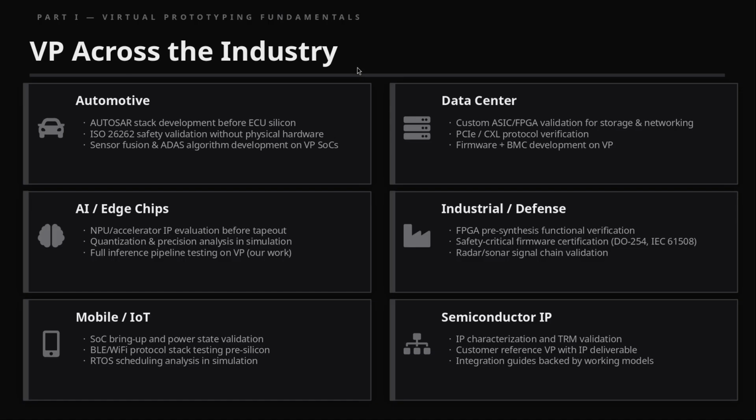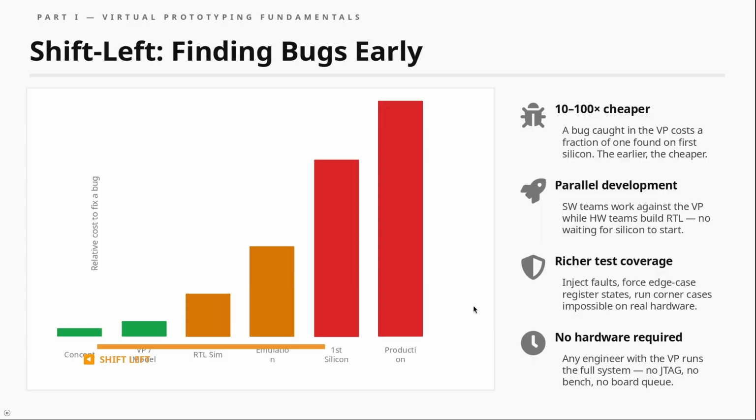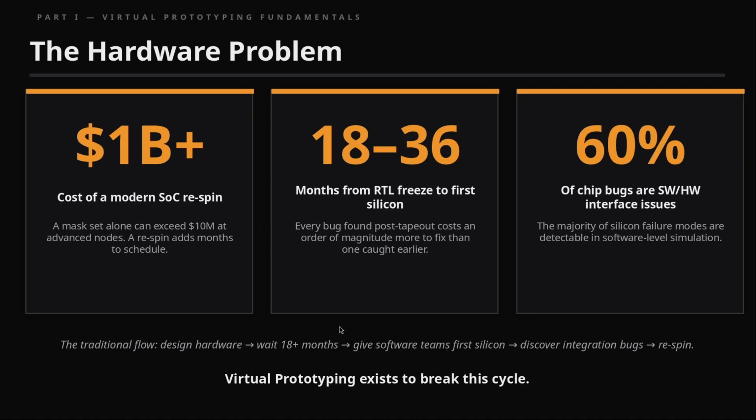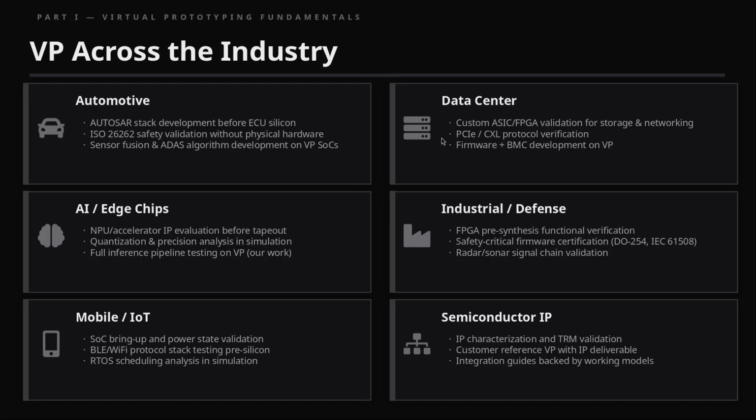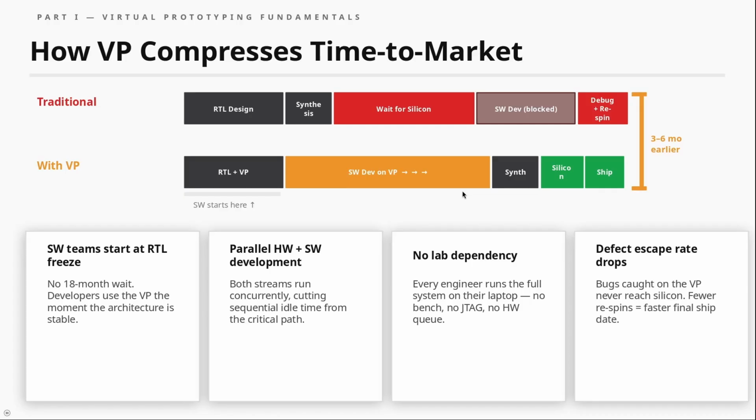So let's see how VP is used across the industry. You can quickly take a look at these cards that show that it's used in automotive, data center, pretty much everywhere. So this problem is not something specific to a single industry. Instead, it is something that is faced by everyone in the industry. It doesn't matter which one of these you fall in, you are going to face this fundamental issue, and that's why VP is used. VP can be used anywhere in any industry, as long as you are developing a chip and you want to shift left, or gain advantage by writing a software simulation.